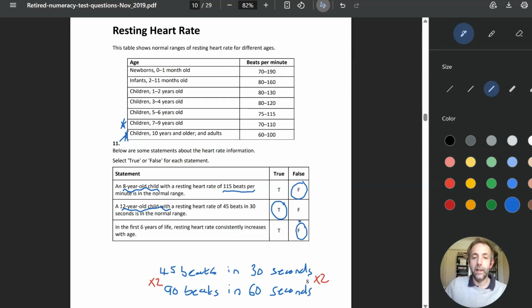If anything, it might consistently decrease because the maximum is decreasing. But there's quite a wide range here in general. So to use the word consistently is not a safe assumption to do. Some people might be at the maximum, some people might be at the minimum. So it's definitely not consistent.